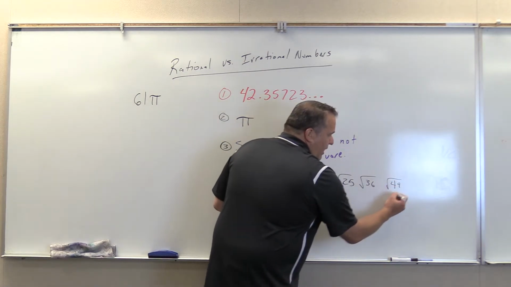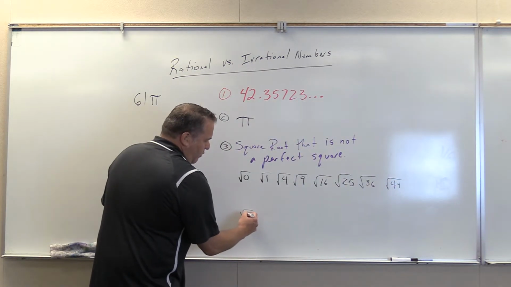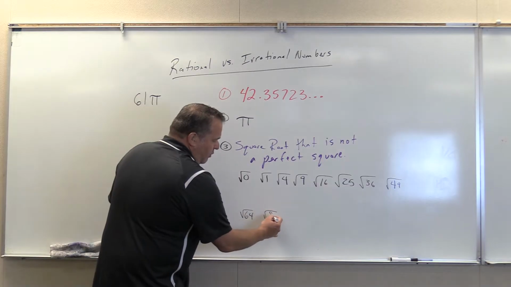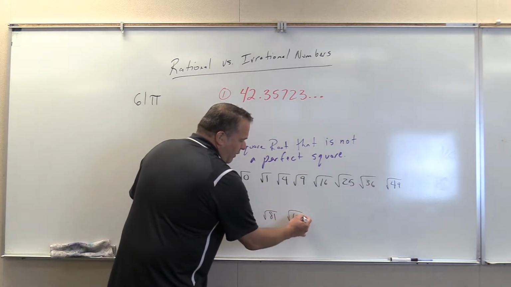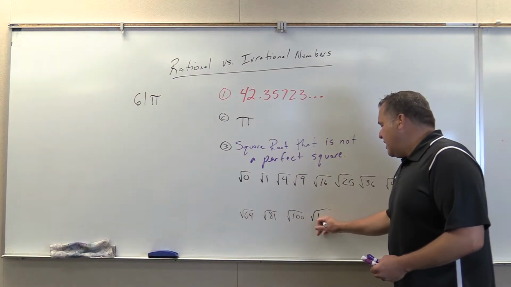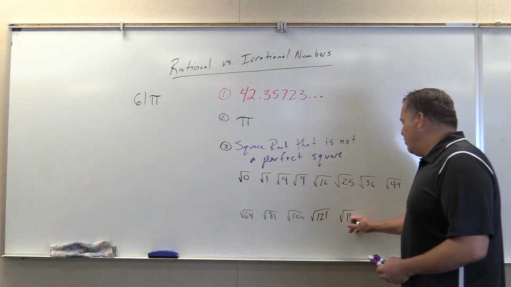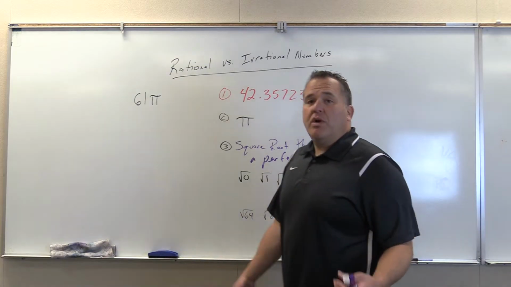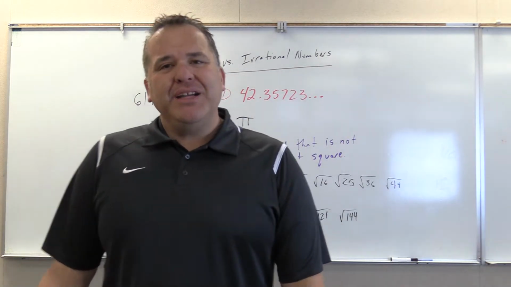Square root of 49. Square root of 64. Square root of 81. Square root of 100. Square root of 121. Square root of 144. And so on. The square roots keep going. But why are these perfect squares?